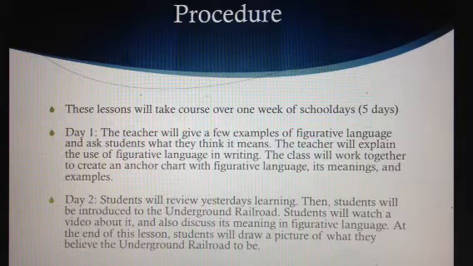Students will then watch the Brain Pop Jr. video on Harriet Tubman and the Underground Railroad. Students will then discuss the meaning of the Underground Railroad and Tubman's life. Students will be able to draw a picture of what they know the Underground Railroad to be, and they will share with their peers.